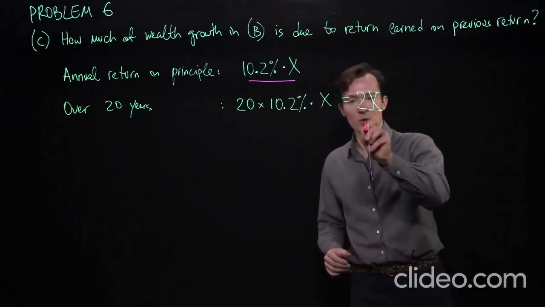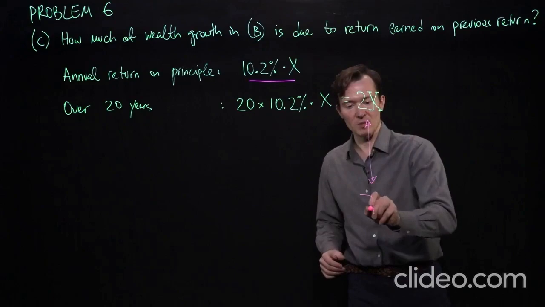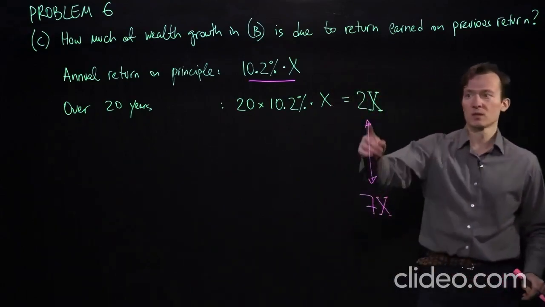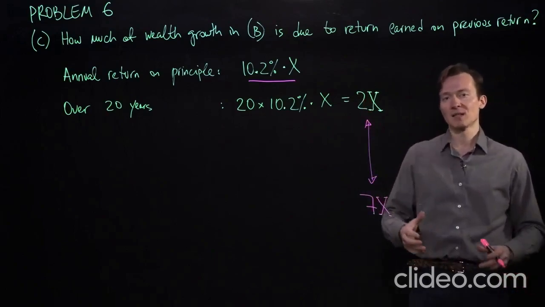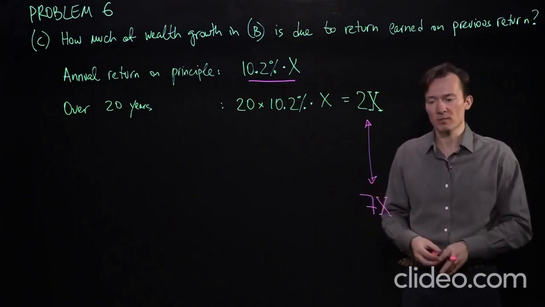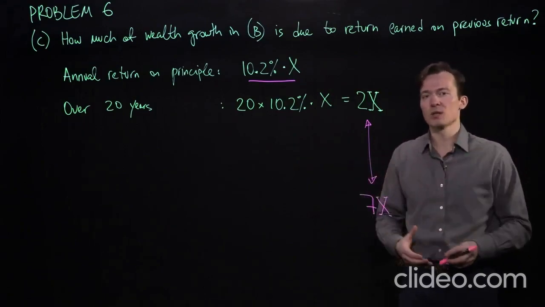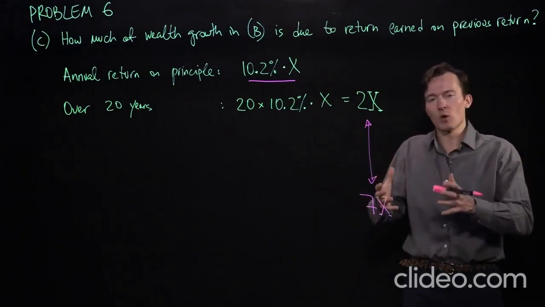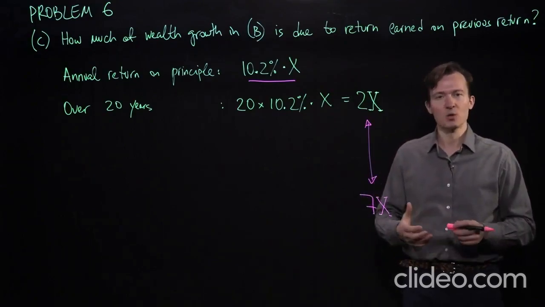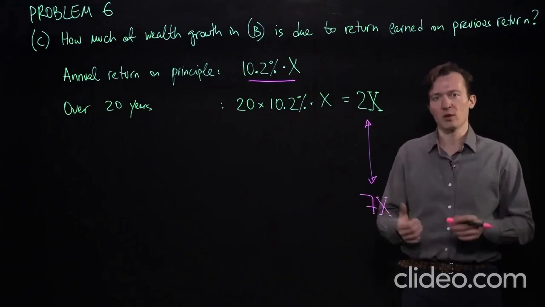But in B, we computed that our wealth grows 7 times, so 7X. So the difference between this 2X and 7X is the return that we earn on previously earned return. And in this case, it's very clear to see that most of the wealth that we are generating on our investment is due to return that we are earning on previously earned return.